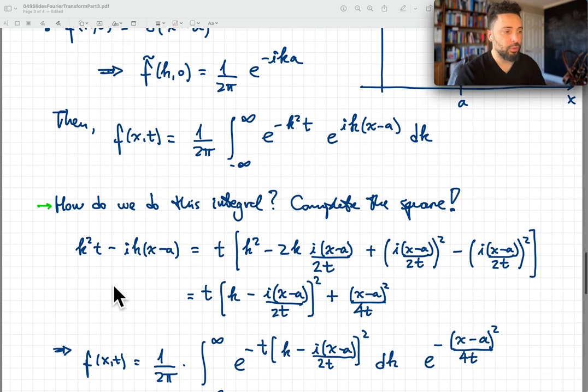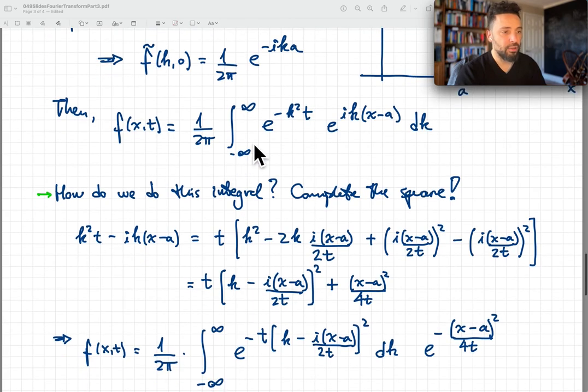And so if you complete the square, the way I like to do it is to separate this k squared t, put aside the minus sign, and bring forward this part as well. So we have k squared t minus i k (x minus a), all that in the exponent. So this is my exponent. I separate the time variable because it's multiplying k squared, and then whatever's left is here.